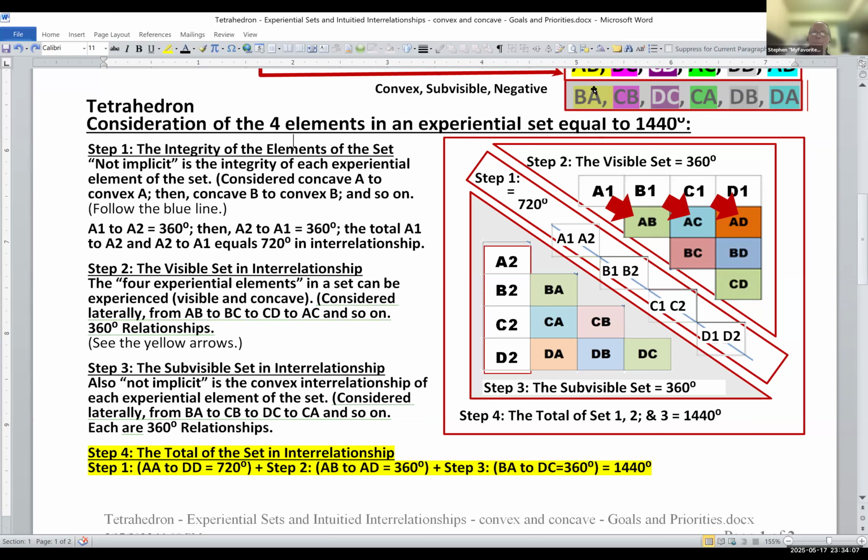You understand why I say day and night? Day is what we see. Night is what is hidden. That's why I have a subvisible set. And then the visible set and subvisible set will alternate, because the spin is going to alternate.